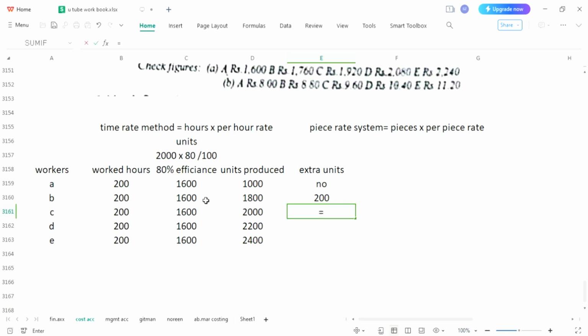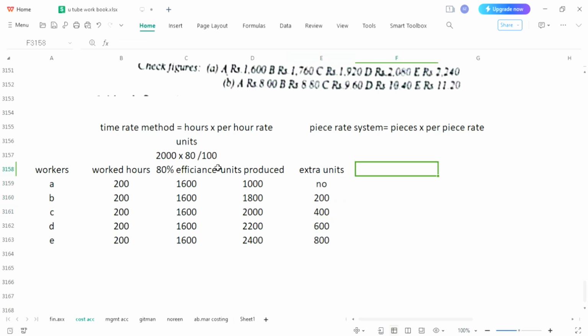Now the third worker produced 2000 units while the target was to produce 1600 only. So extra units 400. Worker D had produced 2200 units. Target was to produce only 1600, so he had produced 600 extra units. Worker E had produced 2400 while the target was only 1600. So he had produced extra units of 800. Now you will calculate the percentage, how much percentage of extra units it is.